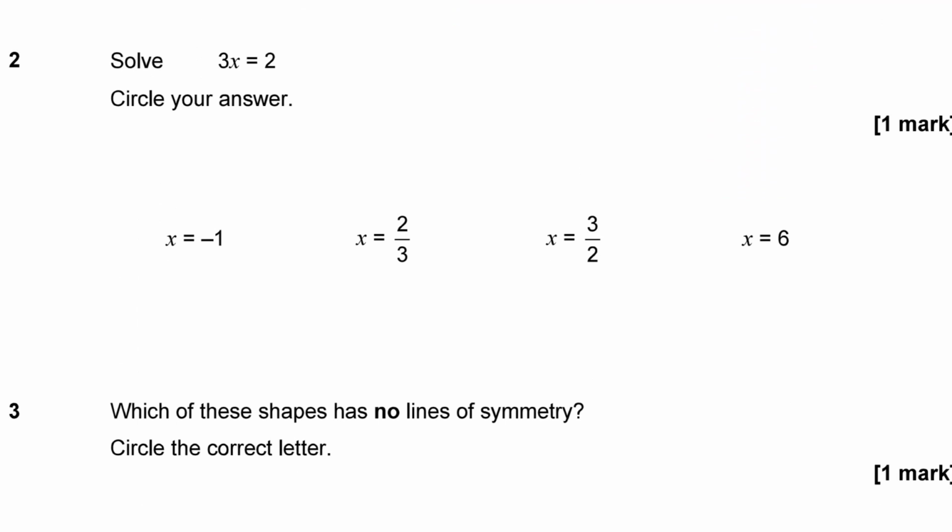Question 2. Solve 3x equals 2. Okay, so dividing both sides by 3, that will cancel with that, leaving you with just x on the left-hand side, and you'll get x is equal to 2 over 3. So that's my solution there.